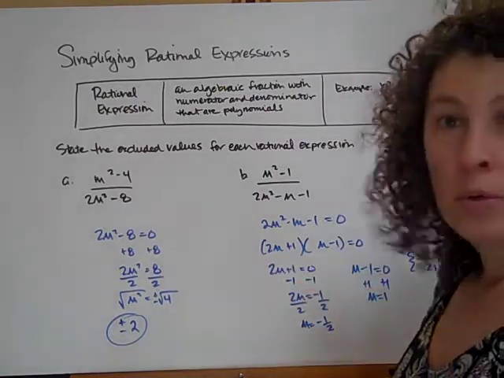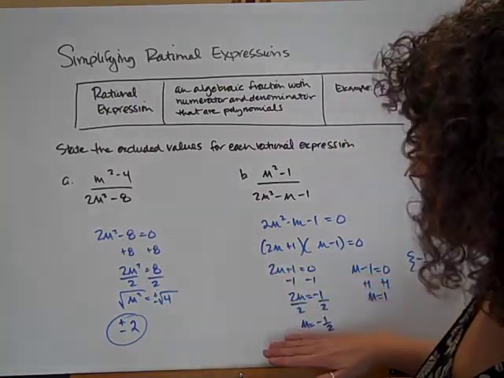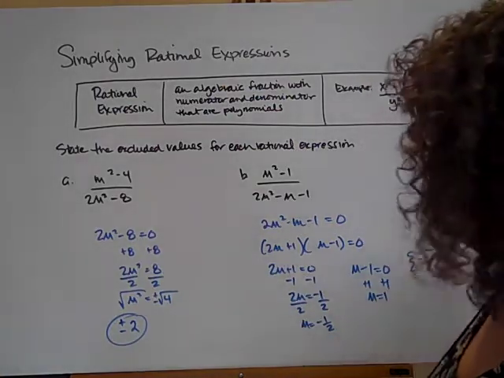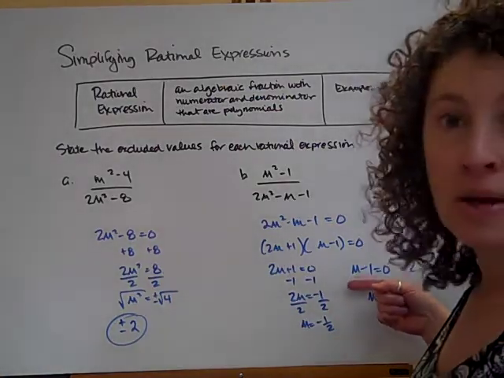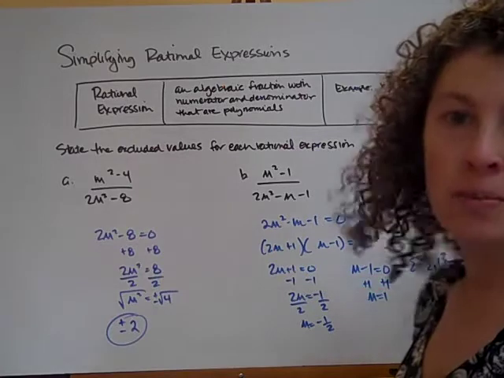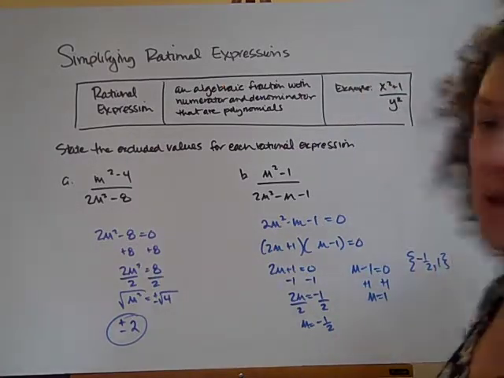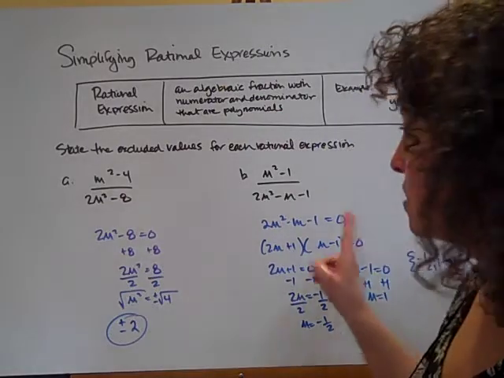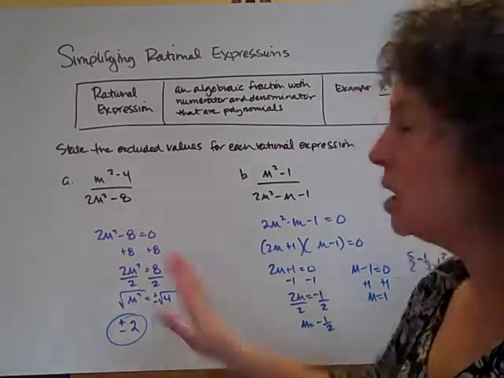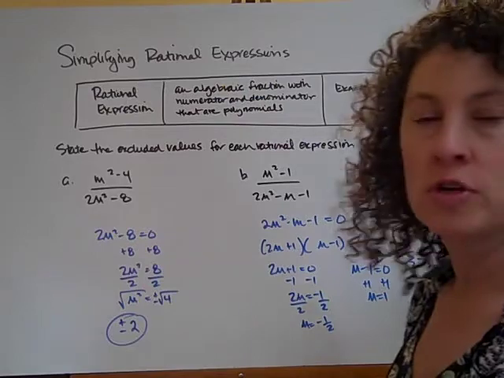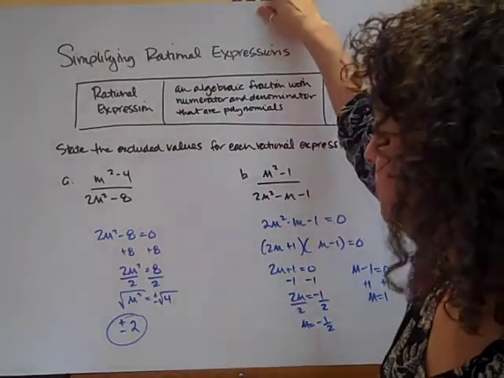I'm going to set each one equal to 0. 2m plus 1 equals 0, when I solve that, I get m equals negative 1/2. And when I say m minus 1 equals 0, when I solve that, I get m equals 1. So I have two excluded values here, negative 1/2 and 1. So two excluded values for the second one, and only two also for the first one. They're just opposites in that case.